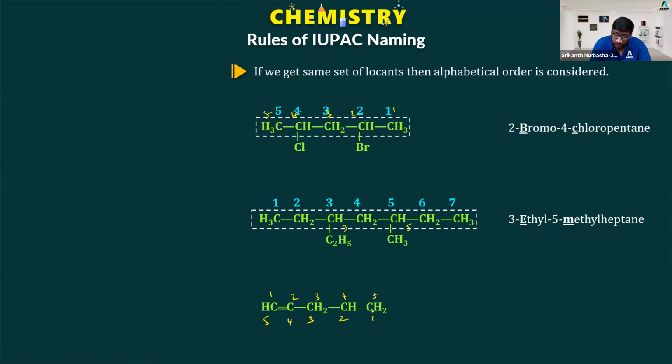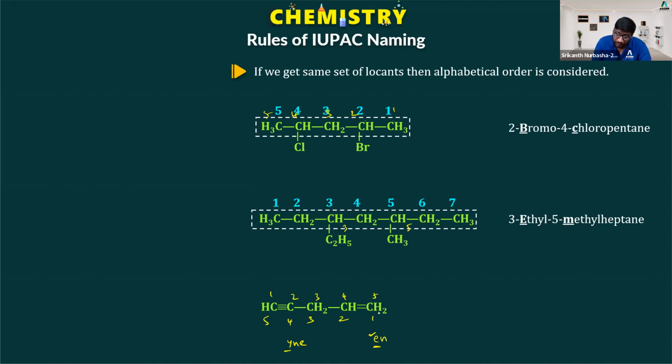Because if you look at the first position, I'm going to have substitutions 1, 4, here also 1, 4. In this way also I'm getting 1, 4. In the other way also I'm getting 1, 4. But here double bond means ene, triple bond means yne. So E and Y, if you try to compare which comes first, E comes first. So you have to give first priority to the double bond.